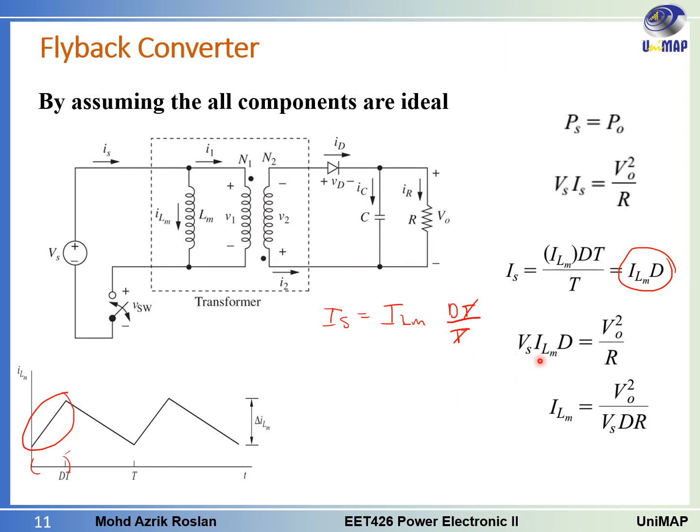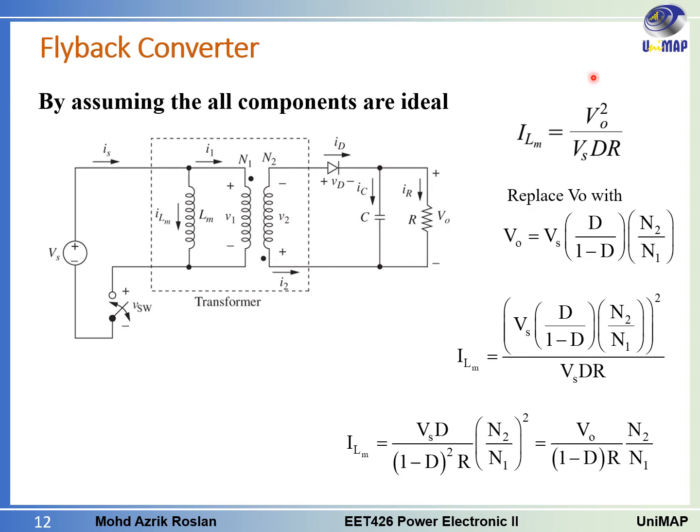You will get Vs ILM d equals V out square over R, and then we will only take this equation, and all the others will be moved to this side. ILM will be equal to V out square over Vs d R. Okay, so from here you can move the components d and Vs, and it will become this equation.